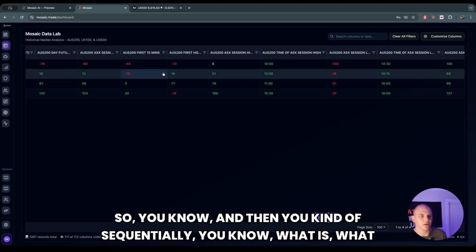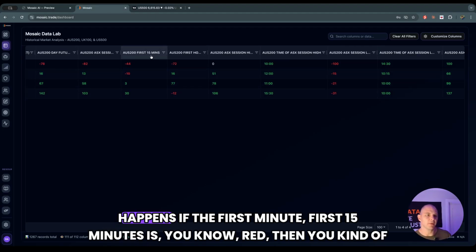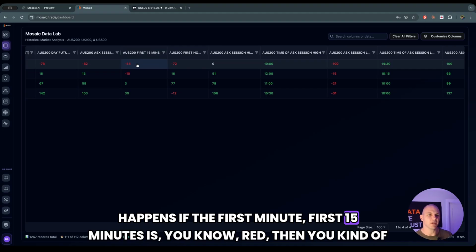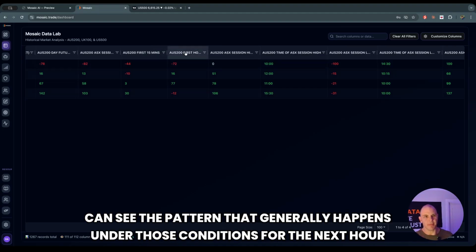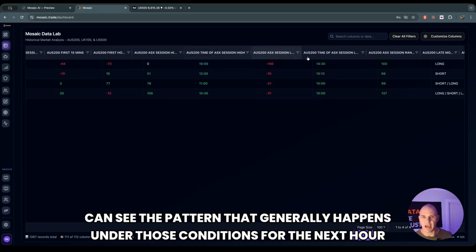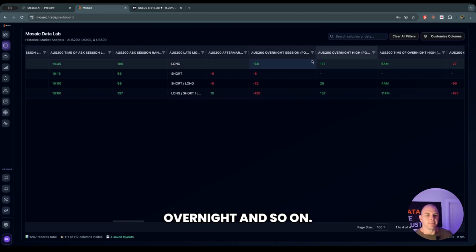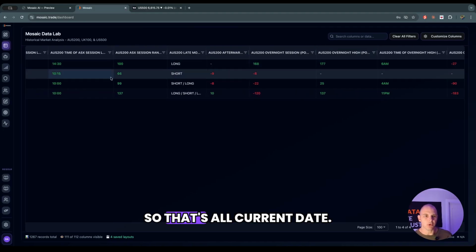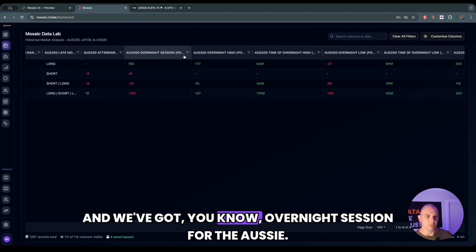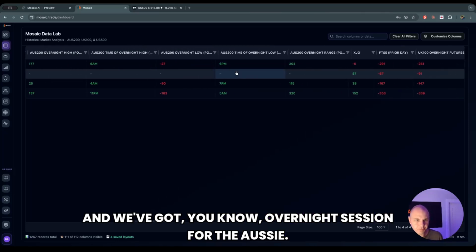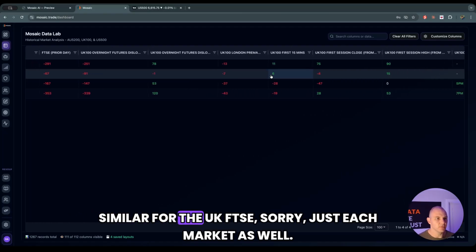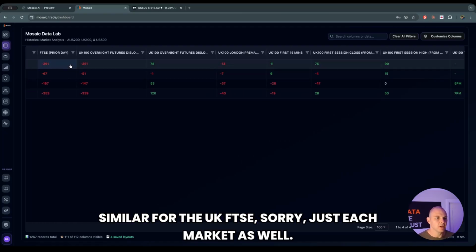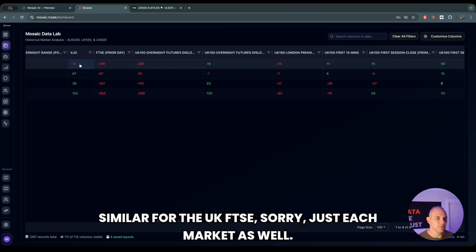So, and then you kind of sequentially, what happens if the first 15 minutes is red, then you can see the pattern that generally happens under those conditions for the next hour, overnight, and so on. So that's all current day. Then we've got the overnight session for the Aussie and onwards from there. Similar for the UK FTSE, just each market as well.